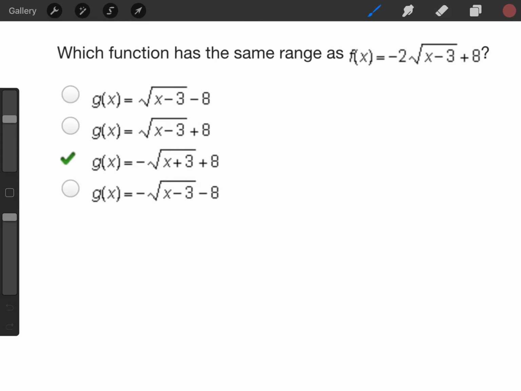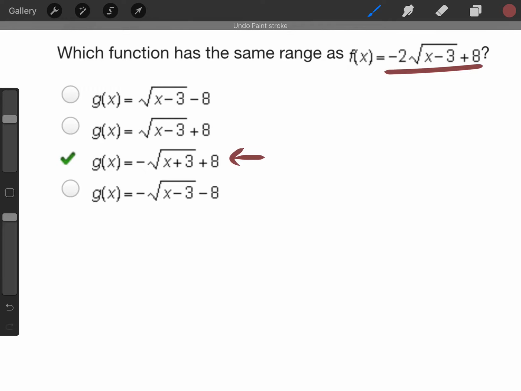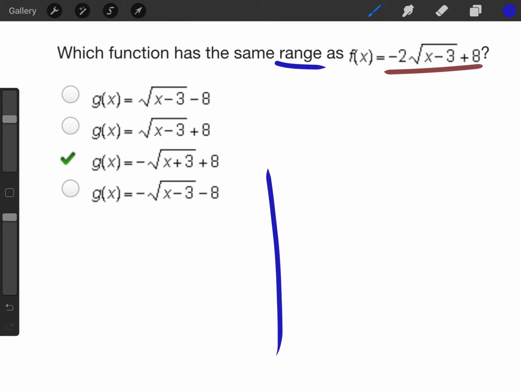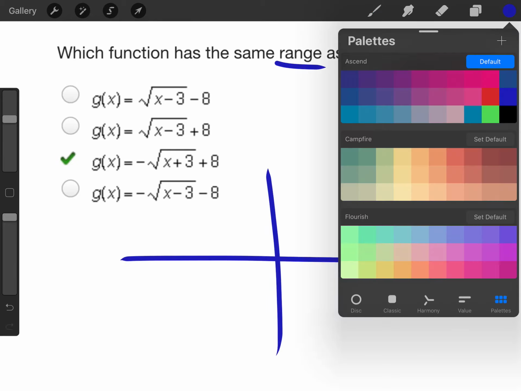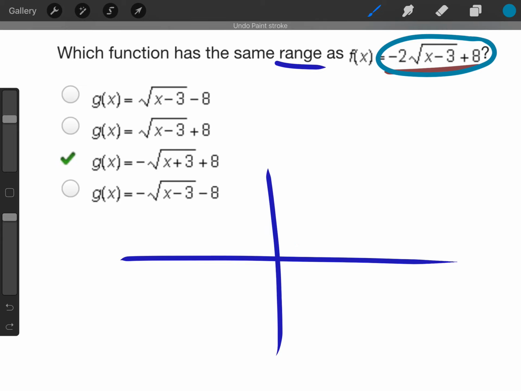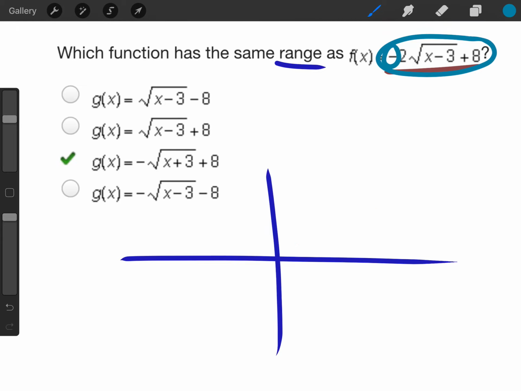All right, so next one. Which function has the same range as that one? I'm just gonna go ahead and show you why this one is the correct answer. So let's grab this one. Range is how much y is covering. So let's grab the original one with the blue. You're gonna start with the parent function. Okay, I'm gonna erase it. This parent function is gonna have a reflection, so it's gonna go like this, and it's gonna be steeper because of the 2.